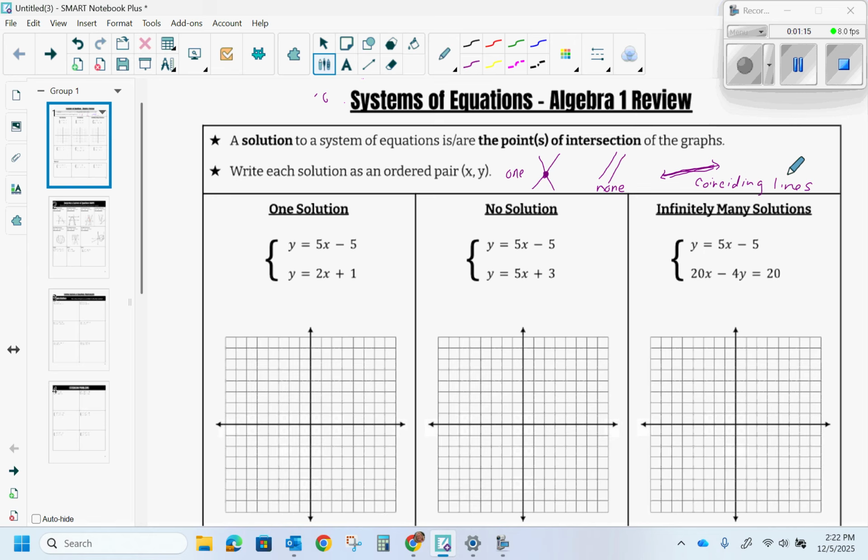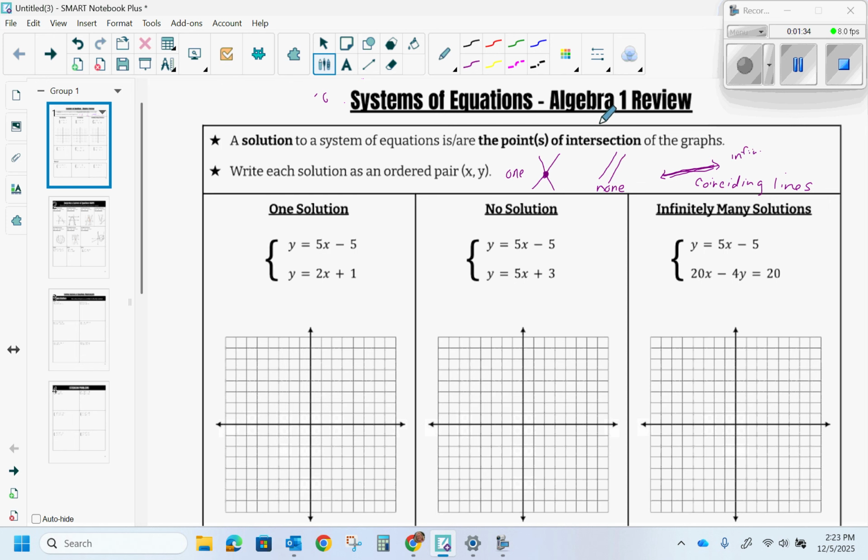Coinciding lines. In other words, they're on top of each other. Think about it. Coinciding, like you have track practice the same time as a recital. So you have two things coinciding at the same time. So this is when they have infinitely many solutions.